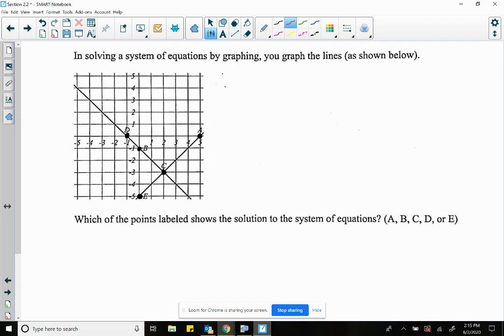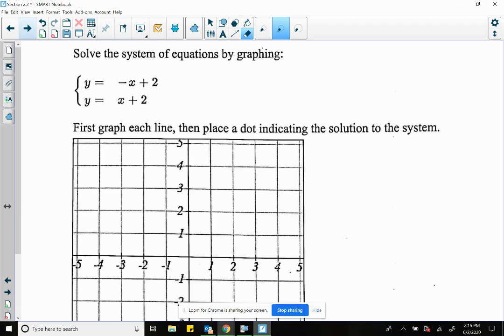Hopefully, you're like, C, Mr. Armstrong. And I would be like, yes, you're absolutely correct, because C is the intersection. And that's what they want on that. Which one of those letters, A, B, C, or D, is the answer? And the answer was C in this case. All right. Another one, you got to remember how to graph in the system.